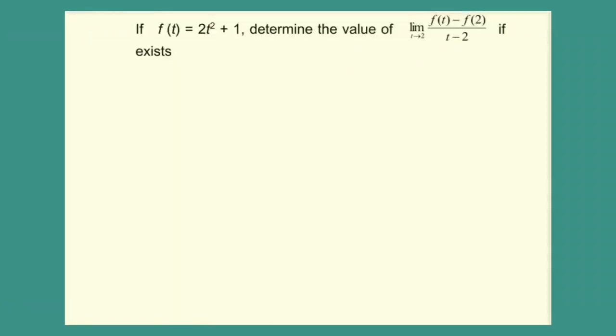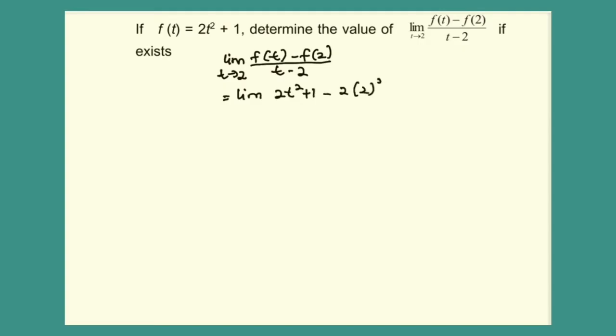Now we look at this example. If f(t) equals 2t squared plus 1, determine the value of the limit of (f(t) minus f(2)) over (t minus 2) as t approaches 2. First, substitute f(t) is 2t squared plus 1, minus f(2) is 2 times 2 squared plus 1, over t minus 2 as t approaches 2.